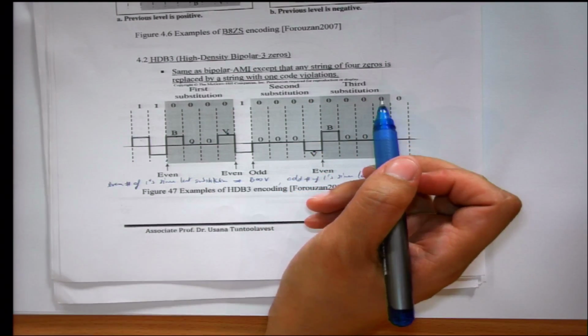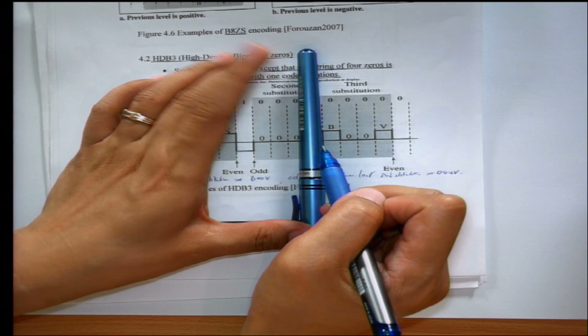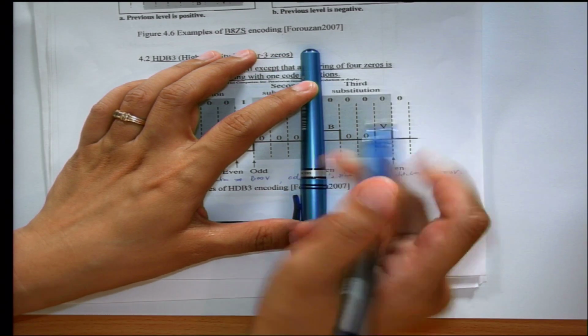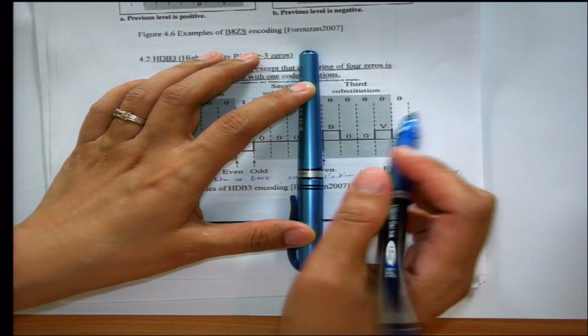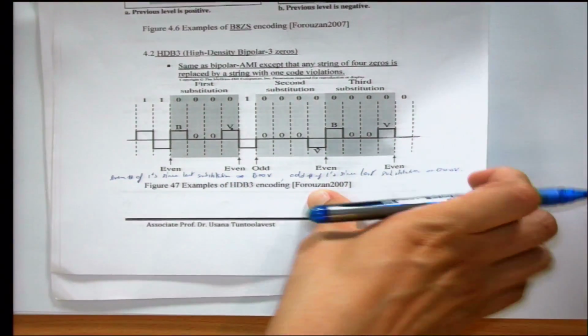So you count from here. How many ones between the last substitution? There is no bit ones, okay? So it's considered as even. So represent is bipolar 0, 0 violation, okay? So there is 2 cases to represent.